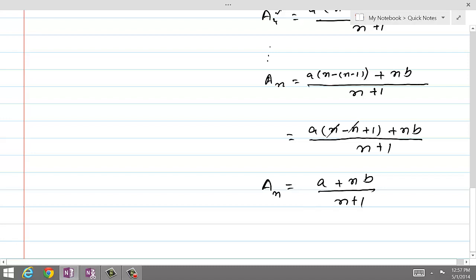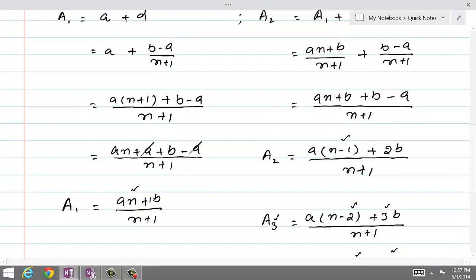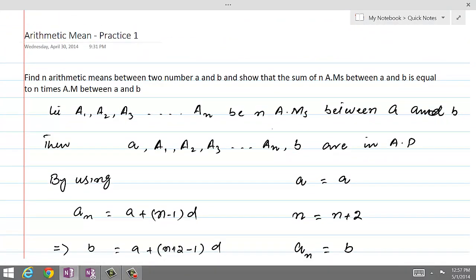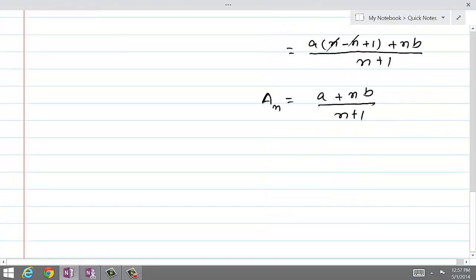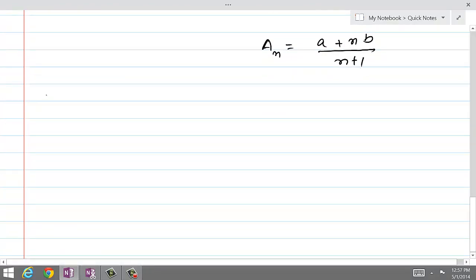First part of the question has been answered, because in the first part we were required to find n arithmetic means, which we have. And now to answer the second part of the question, we are going to show that the sum of these n arithmetic means is equal to n times the arithmetic mean between a and b. So let's first find out the sum.